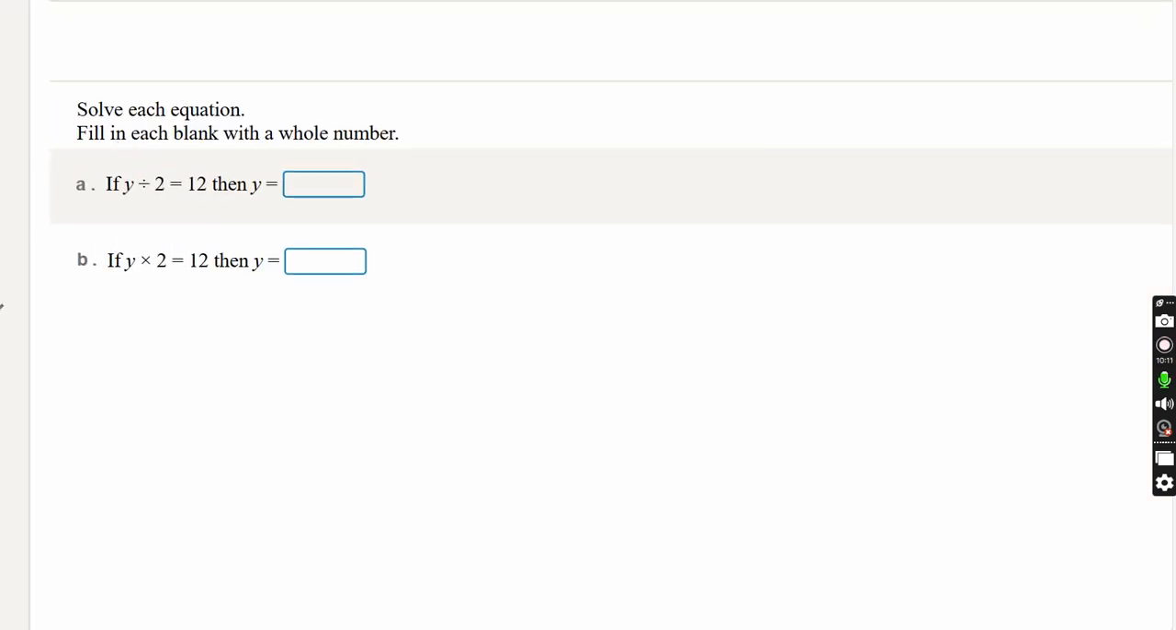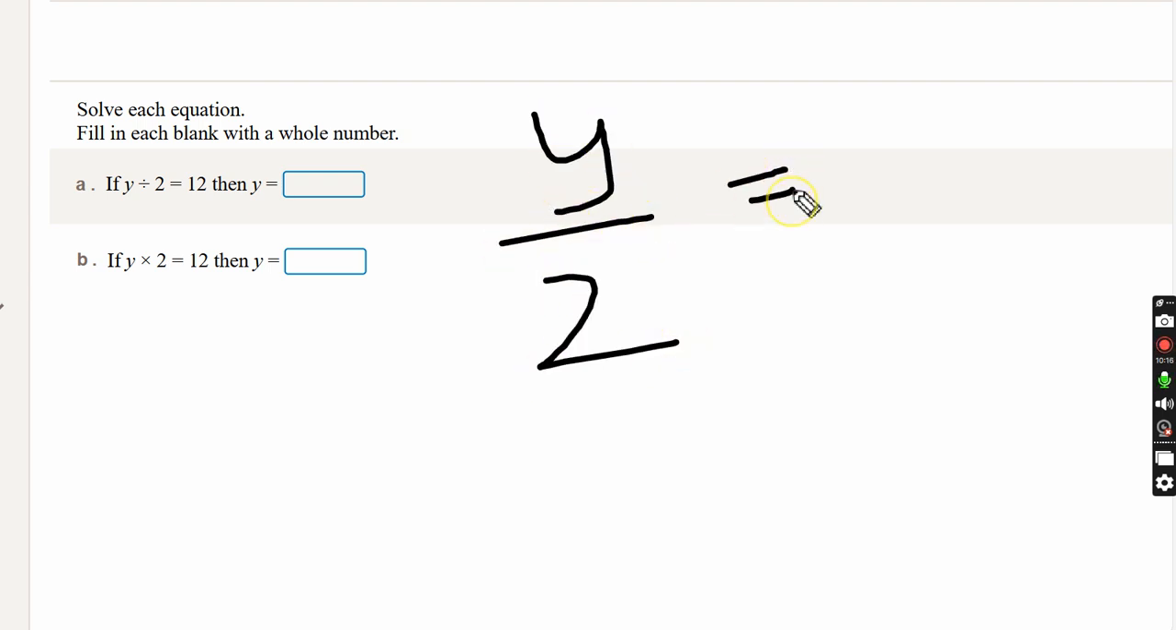Okay, here again the same thing. Y divided by 2 is equal to 12. You take the 2, it's division, right? So when we want to take it up, it will become multiplication, multiplication on both sides. It'll become equal to 24.